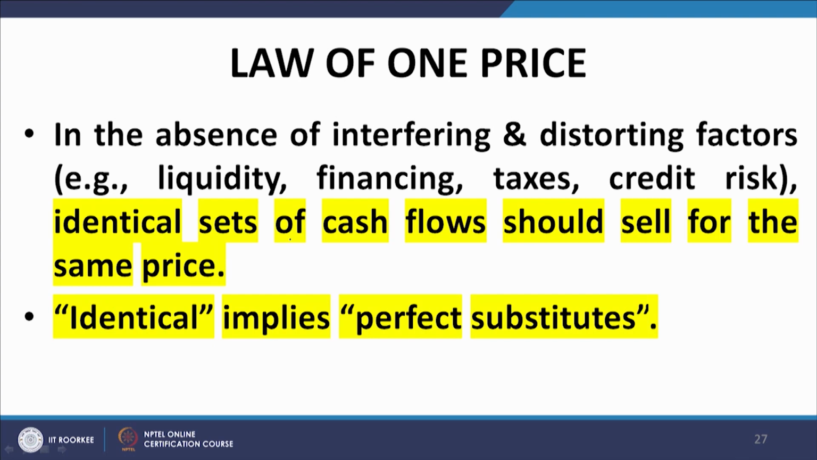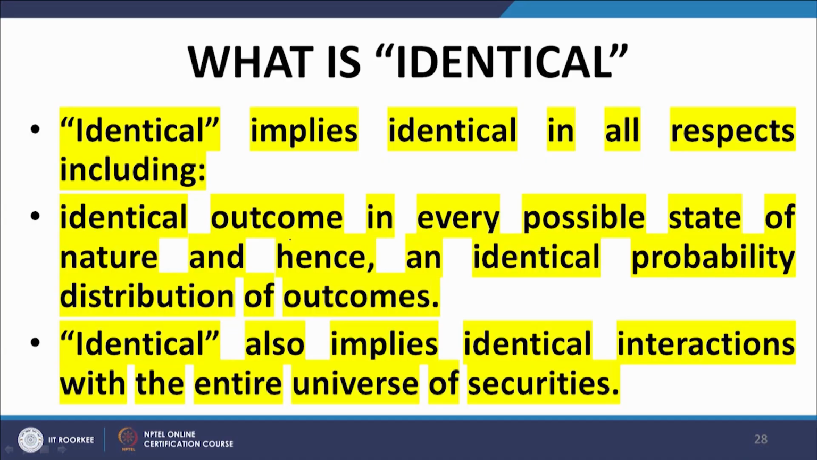What is identical is a very fundamental question. It is not trivial, it is by no means trivial. Identical implies perfect substitutes. So, when we are talking about identical cash flows, the cash flows should be such that one stream of cash flows can be substituted by the other stream with perfection, with no distortion in the system whatsoever. So, identical implies identical in all respects.